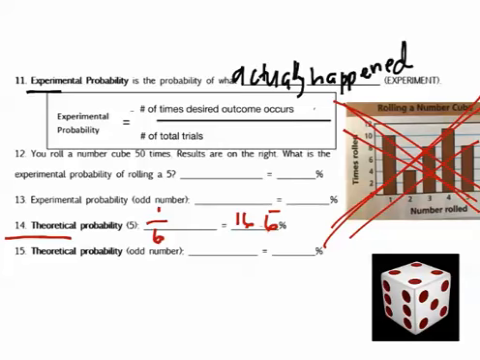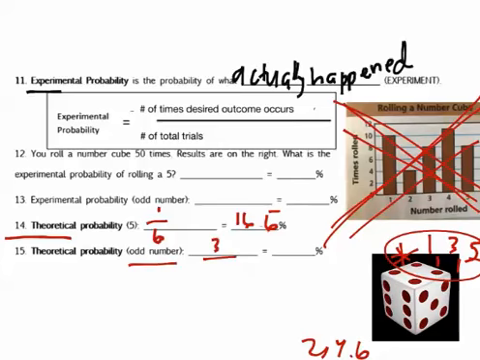How about the theoretical probability of landing an odd number? Well, on this dice, we have 1, 3, and 5. Those are our odd numbers. 2, 4, and 6 are our even. So we have 3 odd numbers out of 6 options, which is half, and half is 50%.